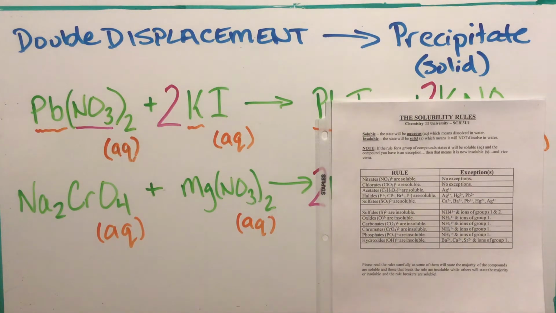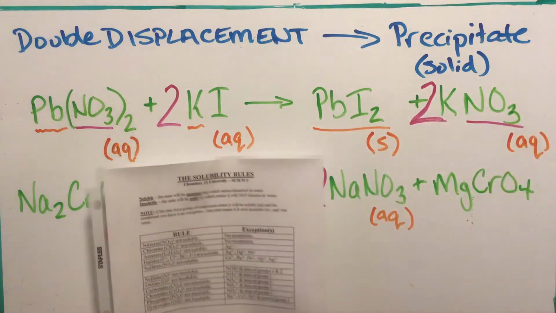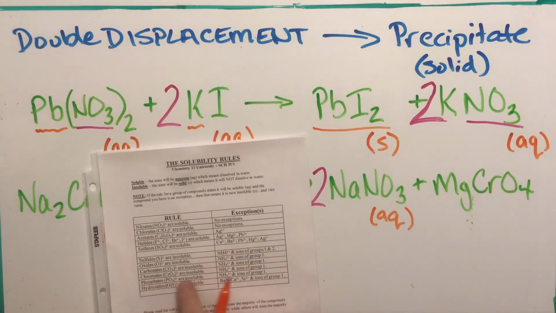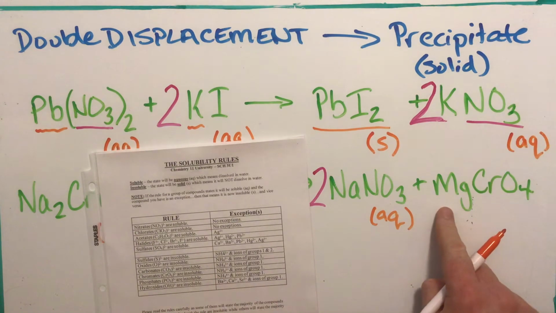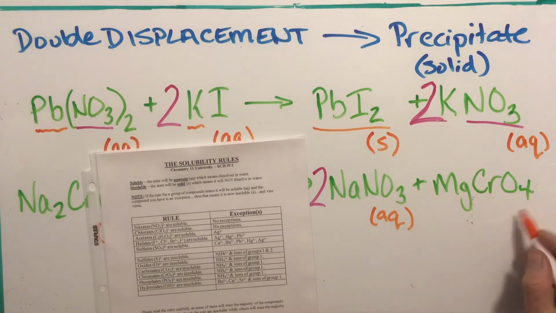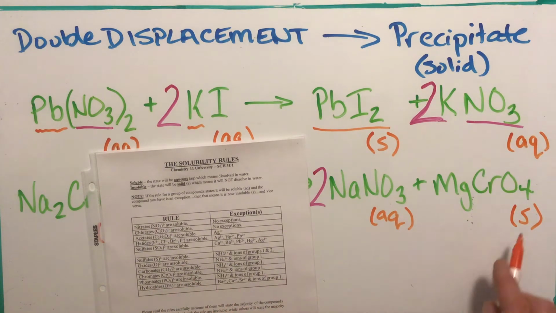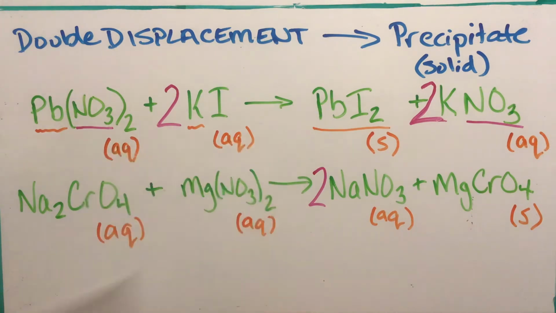So this is aqueous. Now if we go over here, it says chromates are insoluble. This is not ammonium, and it's not a group 1 element, this is a group 2 element, so this is solid. It follows the rule. Chromates are insoluble, they're solid. So if we take these out of the way again, we can see we've got 2 aqueous solutions, no solids going in, an aqueous solution coming out, but here is our precipitate. The magnesium chromate is our precipitate.